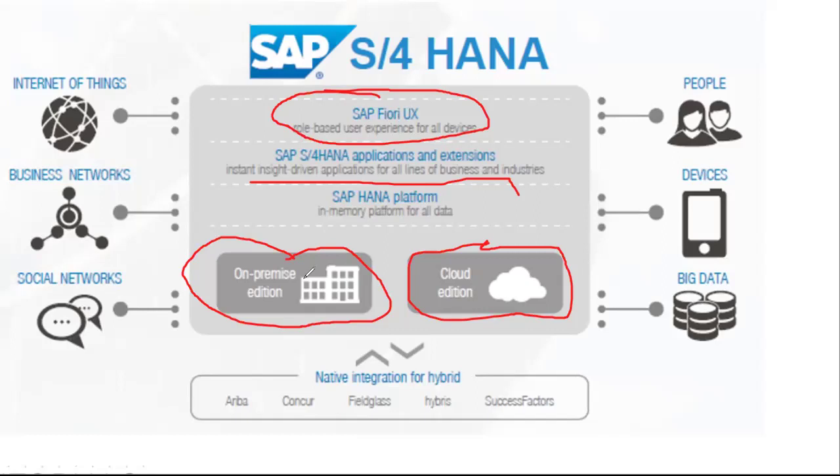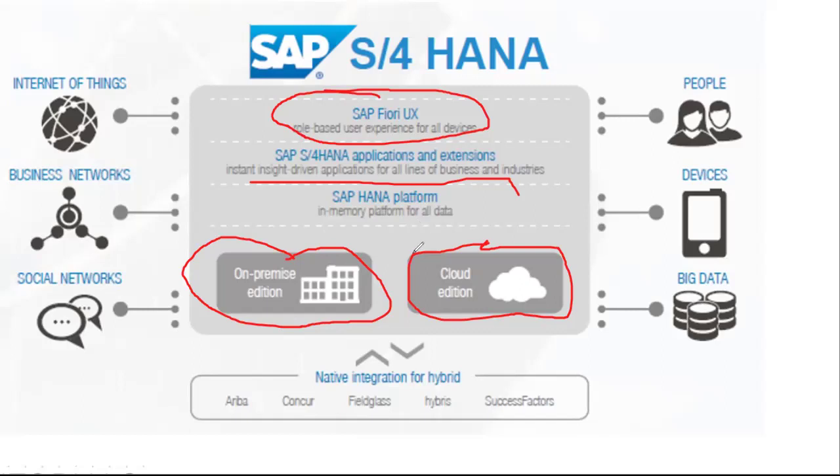So S4 HANA is available in two editions. First, as I just told you, the on-premise edition, where you have to buy every single thing, like hard disks and the S4 HANA software. This goes as a traditional licensing contract, let's say a 10-year license, as with ERP. Your company will sign a license with SAP for, let's say, 10 or 20 years to use the S4 on-premise edition.